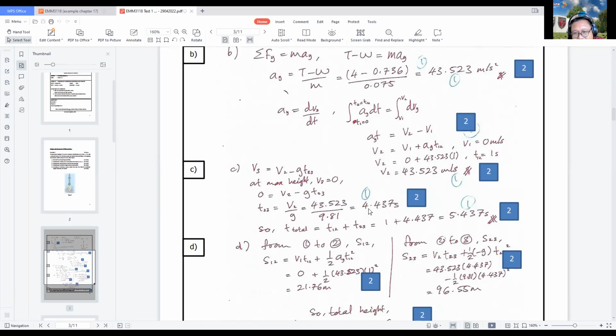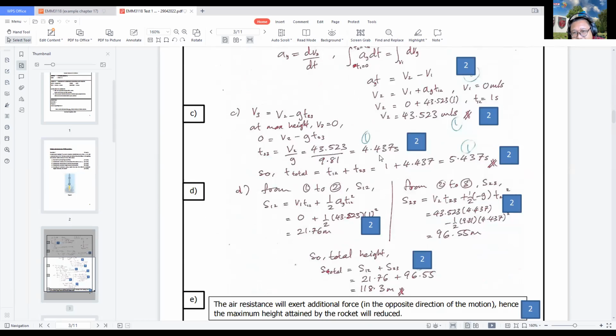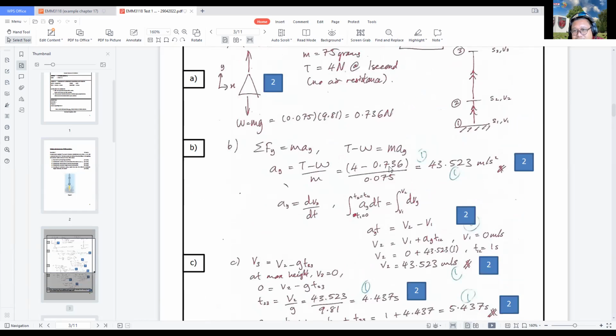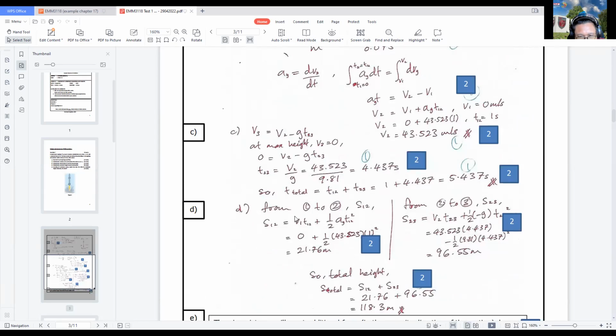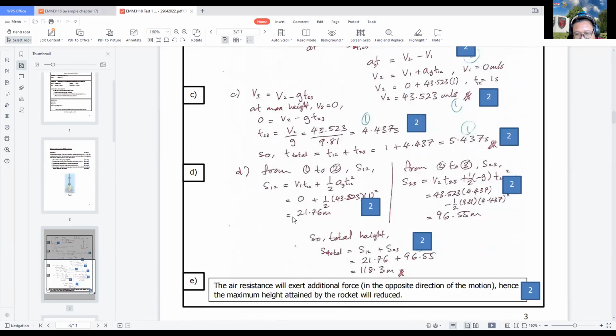So you know your time is 4.437 seconds. The total time is basically you need to add the 1 second from point 1 to point 2, and therefore you get 5.437 seconds. And then you want to calculate the total height. First you need to calculate from point 1 until point 2.